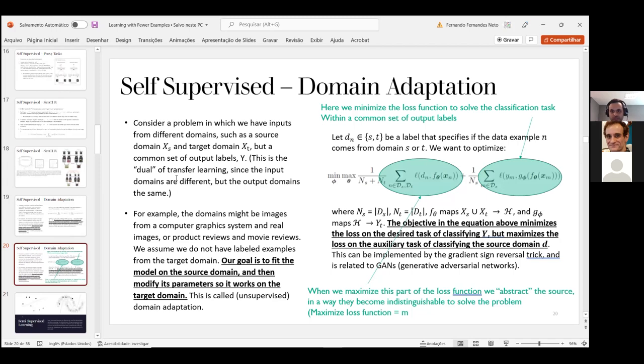So if we think of the terms in this expression, in the left part here, when we maximize this part of the loss function, the idea is to abstract the source in a way that they become indistinguishable to solve the problem. So we maximize the loss function here. And in the right part over here, the idea is to minimize the loss function to solve the classification task within a common set of output labels, rephrasing what I have just presented in the previous slide, right?